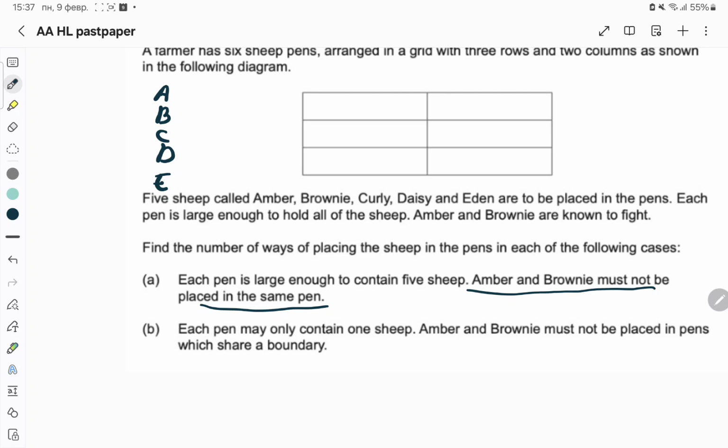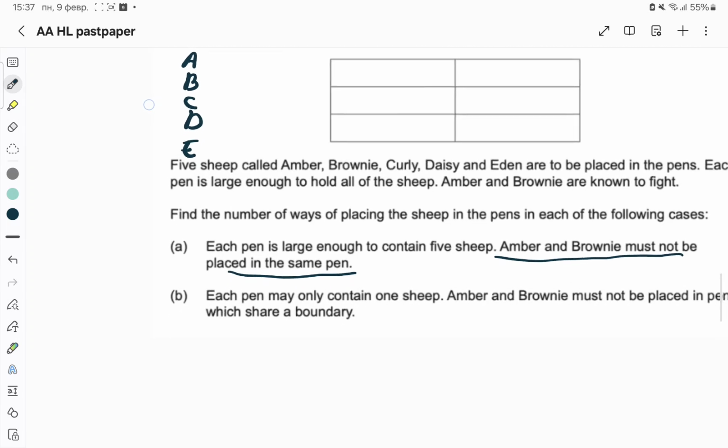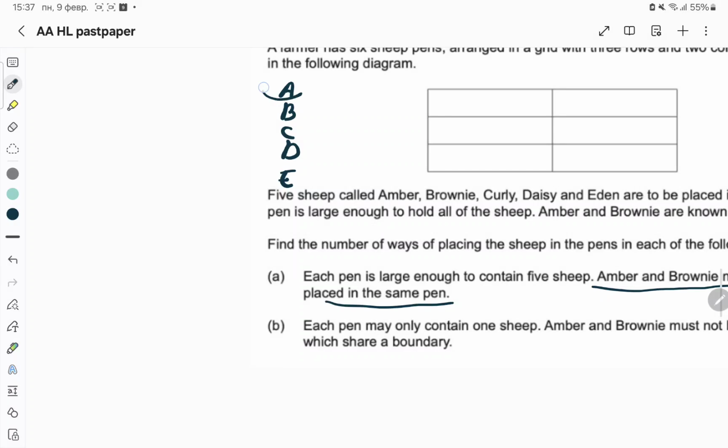Okay, so first of all, what can we say? We can say that each sheep has 6 options, right? Each sheep has six options. It means that the total number of options is 6, because there are 6 pens, right? Multiplied by 6 to the power of 4, right? So it is the total number of all the ways to arrange all these 5 sheep in any of the pens. So 6 to the 5 without restriction.